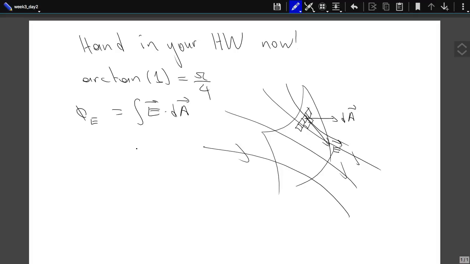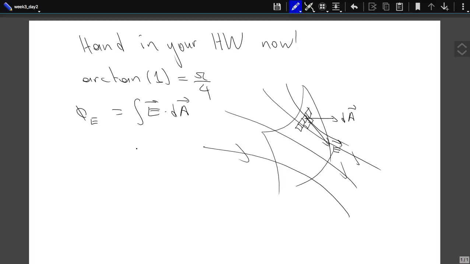Now the reason why I'm insisting on repeating this discussion of the flux is that flux will be a concept that we will be using throughout this semester. Not just the electric field, we will also be talking about the magnetic flux, etc. So it's important that you understand the concept of flux. Now, any questions on flux?